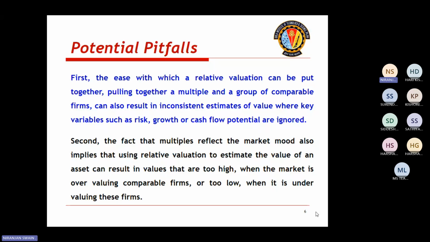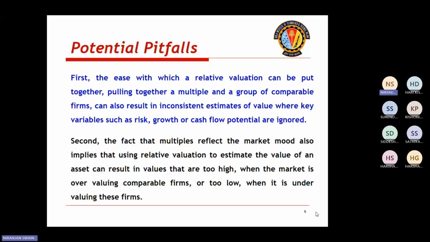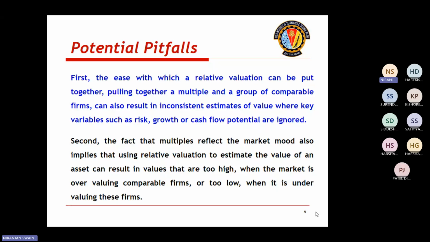Second, the fact that the multiple reflects the market mood, because the numerator is the price, also implies that using relative valuation to estimate the value of an asset can result in values that are too high. If the price is too high, price to sales will be too high. Because as you know, market can be rigged. Because of so many reasons, sometimes the market may not truly reflect the fundamental aspect of the company. Not sometimes, many times you will see the price may not truly reflect the fundamentals of the company.